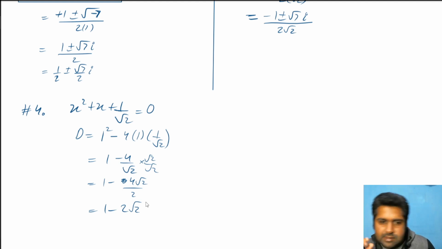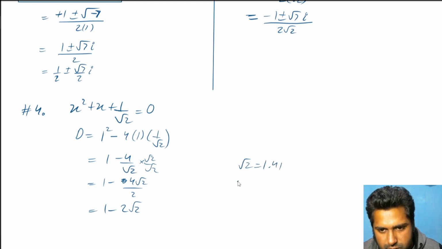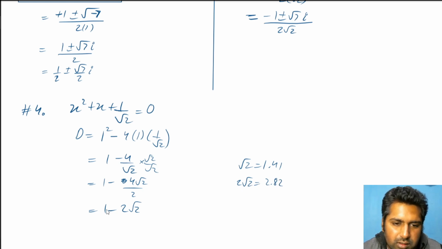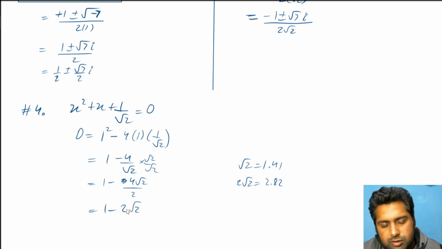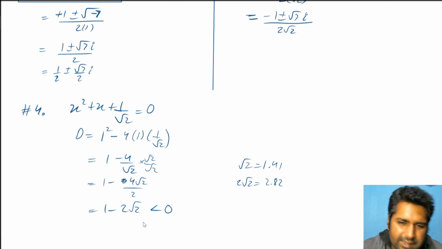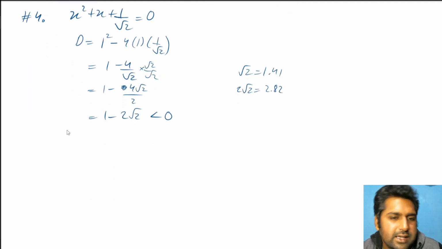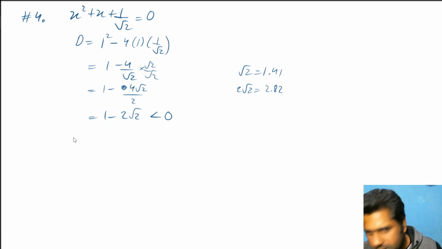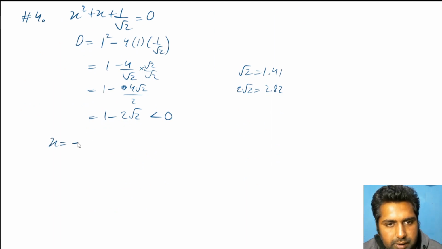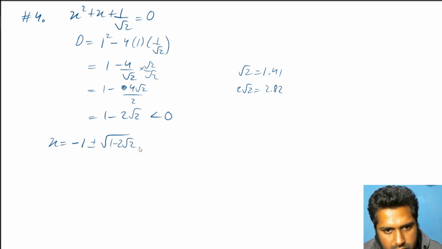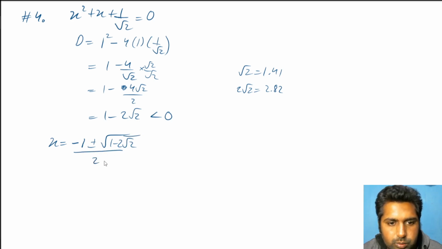Now how do you judge whether this is less than 0? See, root 2 is 1.41, so 2 root 2 is double of it, approximately 2.82. If you subtract 2 root 2 from 1, basically that will definitely generate a number less than 0. So clearly your d is negative here. Now this time what you can do is write x is equal to minus b, so minus 1 plus minus square root of d, which is 1 minus 2 root 2, upon 2a, 2 into 1.